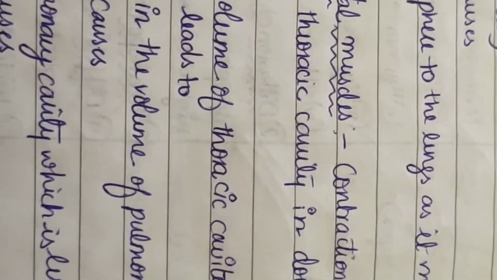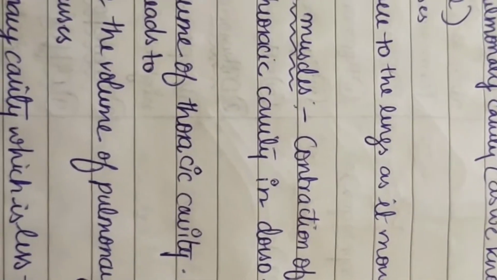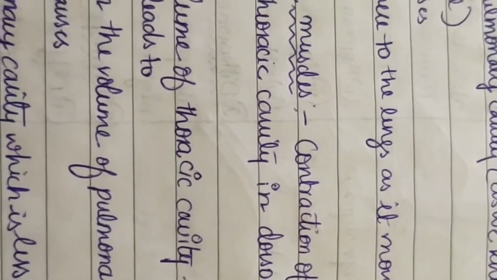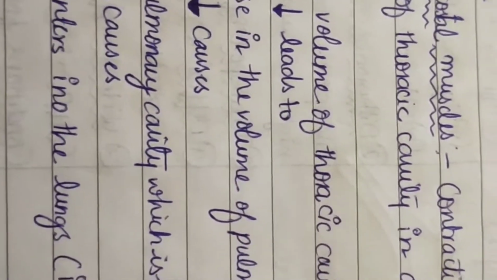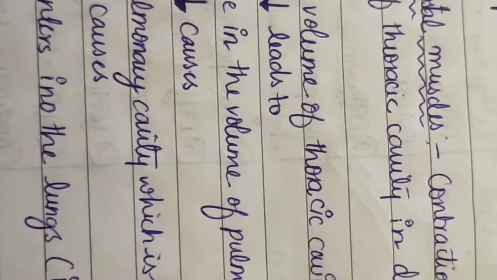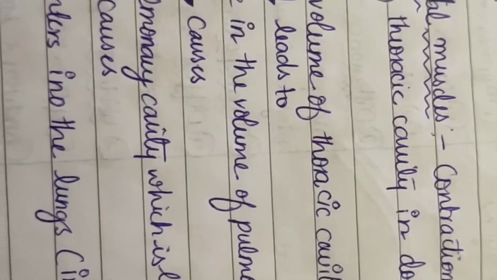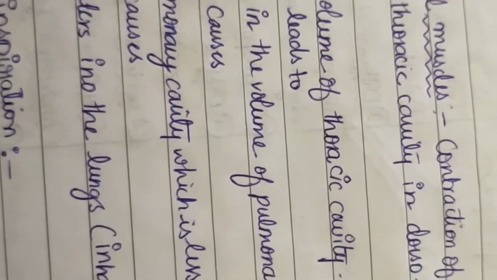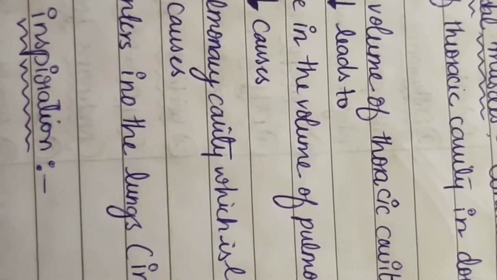Now, the role of external intercostal muscles. Contraction of these muscles helps increase the volume of the thoracic cavity in the dorsal-ventral axis, that is, in a backward to frontward direction. Now, the increase in volume of the thoracic cavity leads to a similar increase in volume of the pulmonary cavity, causing a decrease in pressure of the pulmonary cavity, which is less than atmospheric pressure, causing atmospheric air to enter into the lungs, which is inhalation.